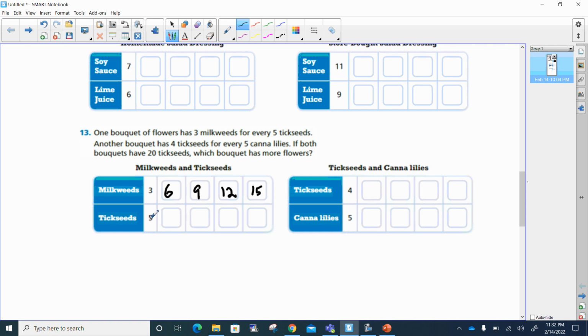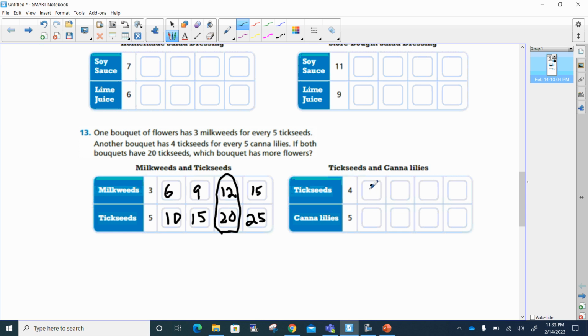Over here, if I add 5, it'd be 10. Add another 5, 15. Add another 5, 20. And add another 5, 25. All right. So when it says if both bouquets have 20 tick seeds, that's 20, which one will have more flowers, right? So let's see. Which bouquet has more flowers? So this one's going to have 20 milkweeds. And now this one, 4 tick seeds.